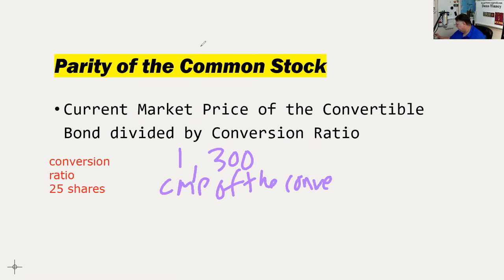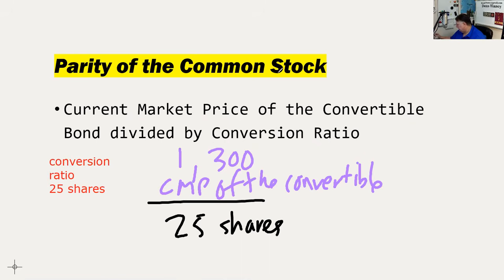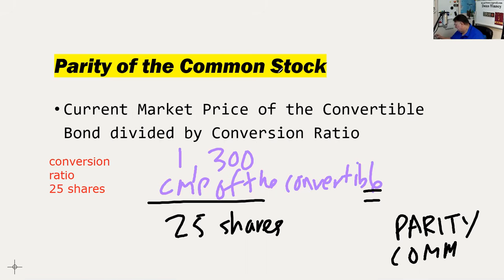And then what we're going to divide that by is the conversion ratio, which in this case was 25 shares. And then what we get is parity of the common. And so we're going to take our $1,300, given information. Your customer is considering purchasing a convertible bond for $130. It has a conversion price of 40. We don't need conversion price 40. What is parity, or what would be your client's minimum expectation on the stock?